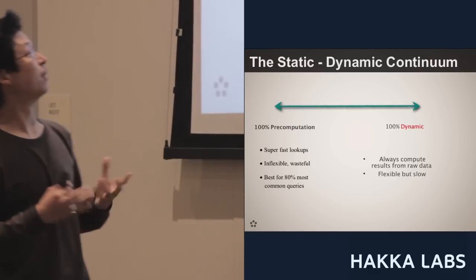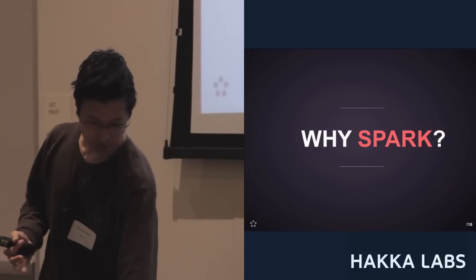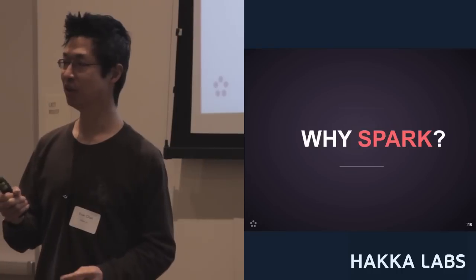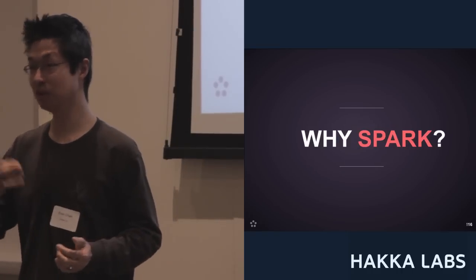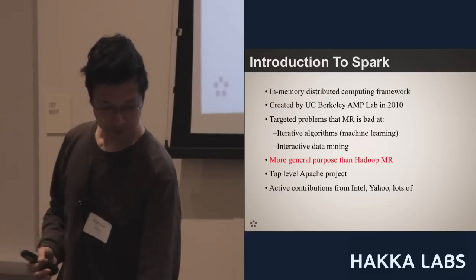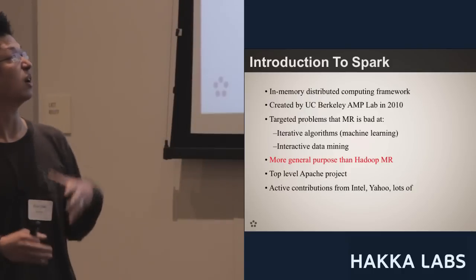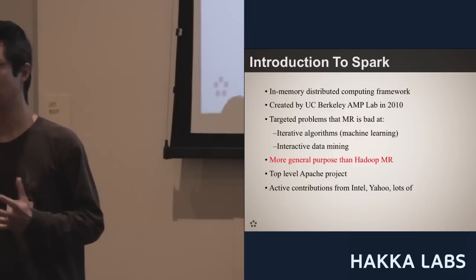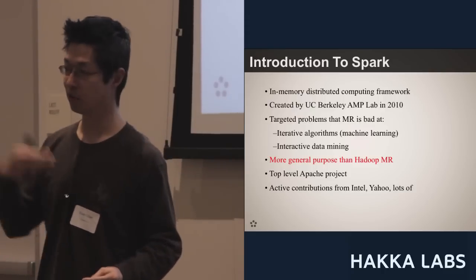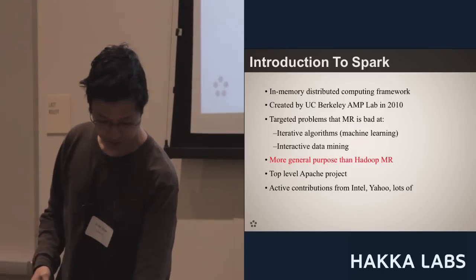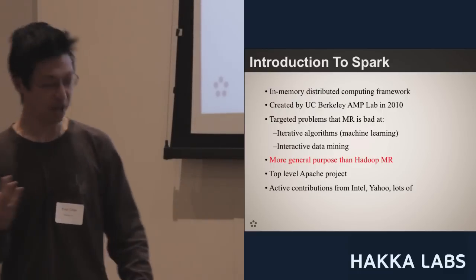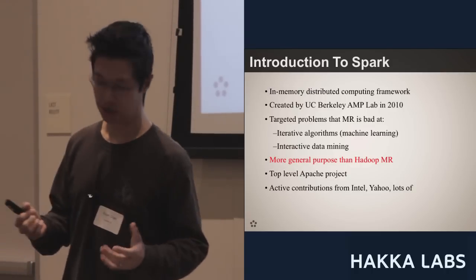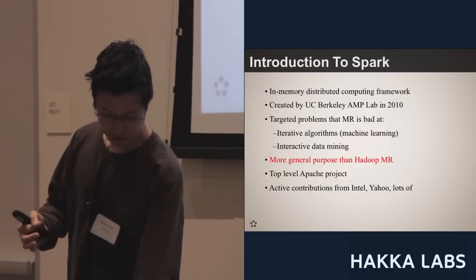So now, why Spark? A really quick introduction for folks that are not aware. Spark is an in-memory distributed computing framework. It actually does support spilling over results to disk, so it's not strictly in-memory. It came out of the UC Berkeley AMP Lab about 3-4 years ago, and initially targeted problems that MR was really bad at, such as iterative algorithms where you need to keep spinning on the same data set again and again, and data mining.